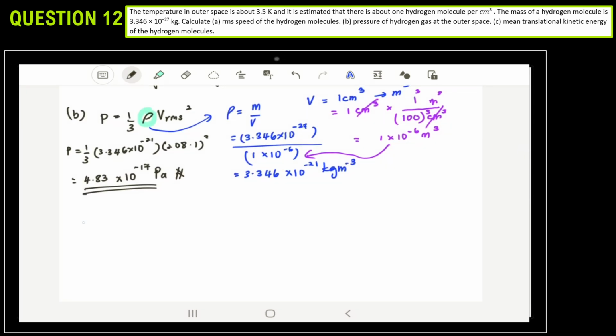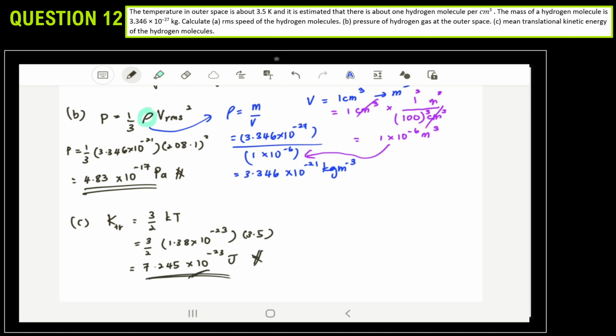And C, question C, we want to find the translational kinetic energy of the hydrogen molecules. So KTR is equal to 3 over 2 KT, and we can straightly substitute the temperature, 3.5 Kelvin. So K is 1.38 times 10 power of negative 23, and temperature is 3.5. So finally the translational kinetic energy is equal to 7.245 exponent negative 23 joule. Okay, so we finish question number 12.